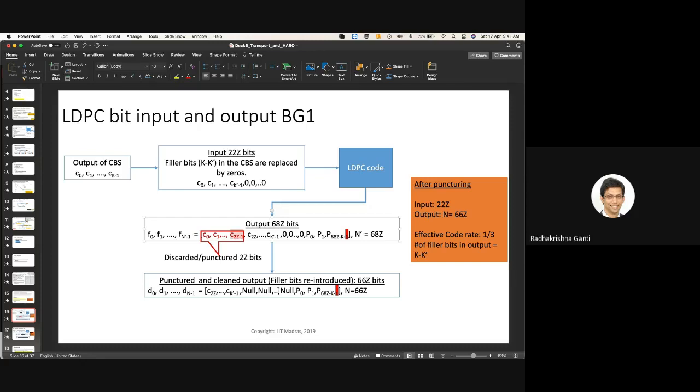In this also the null bits will be lost. So the effective code rate after puncturing is 1/3, because you input 22Z bits and output you get 66Z bits. So 66Z by 22Z is 1/3. Does it make sense? Any questions here?